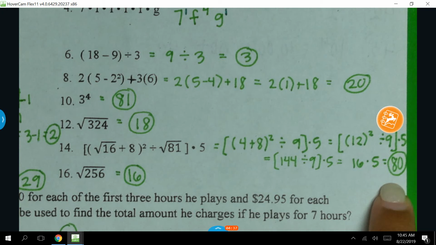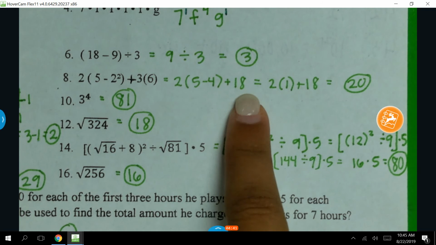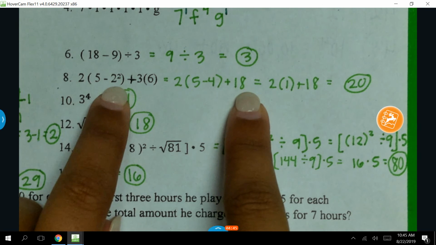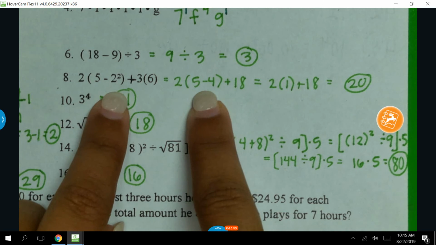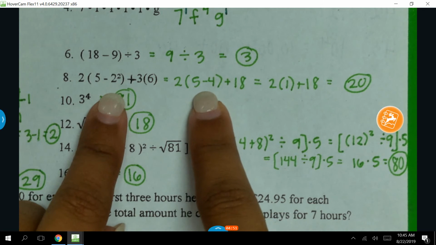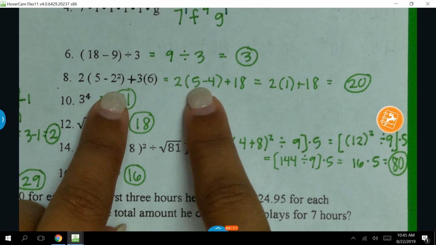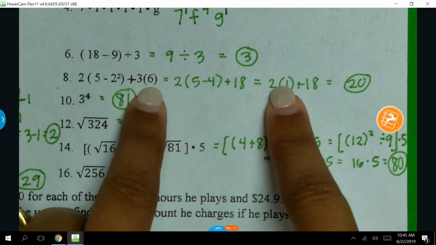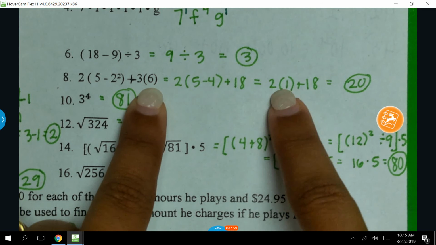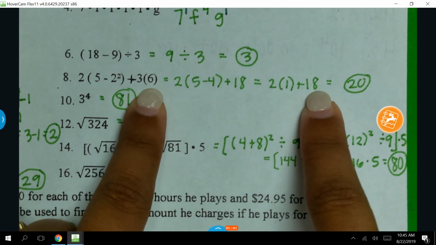Yes, ma'am. On number 8, I got 36. You got 36. So, did you do your 2 squared first? And you got 4? So then that means you had 5 minus 4 inside your parentheses. So that should give you 1. So then 2 times 1 gives you 2. And then you have 3 times 6, which is 18. So you should have 2 plus 18, which gives you 20.